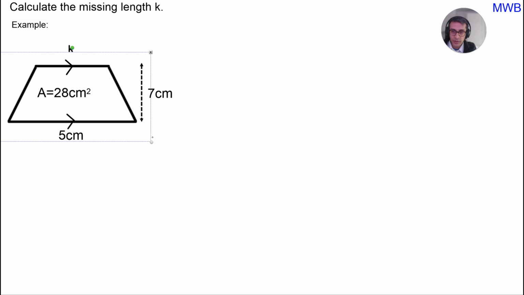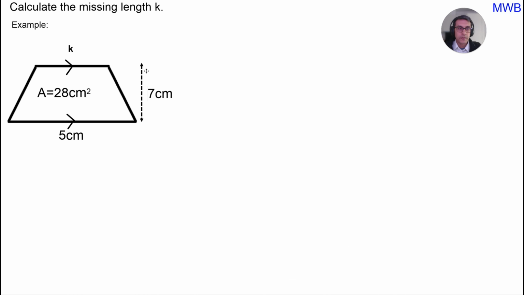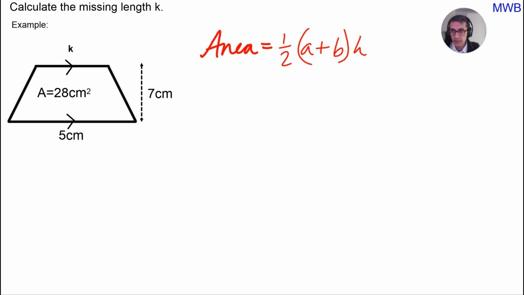Okay, have a go with this one to work out the missing length K. This time it's one of the sides that we are working out. Pause the video and have a go. Okay, so first of all we're going to write the formula. Then we're going to find the parallel sides. So we can see K and 5 are your A and B. And the distance between them is 7. So we know the area is 28 because that's given to us. Half, now the parallel sides are K plus 5. And the height, distance between them is 7.